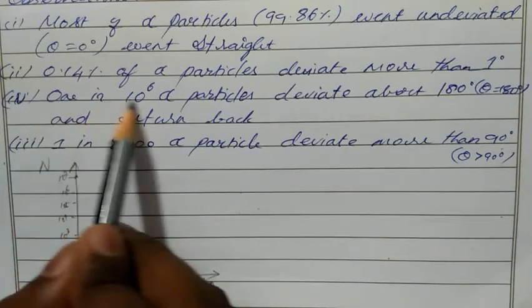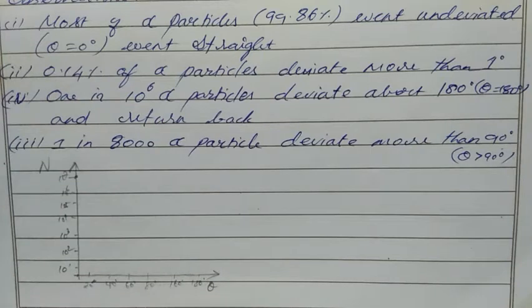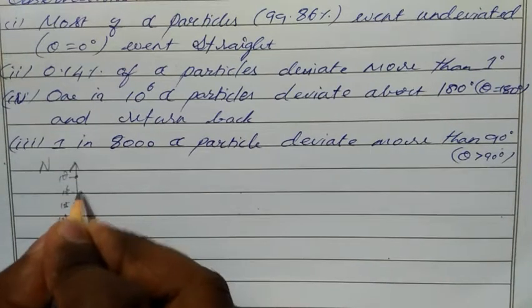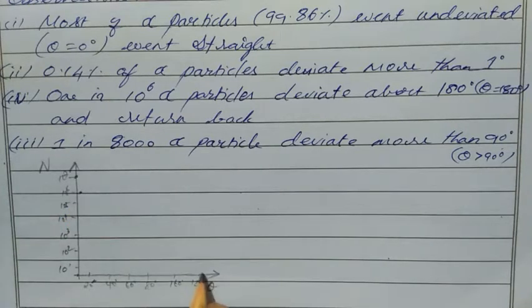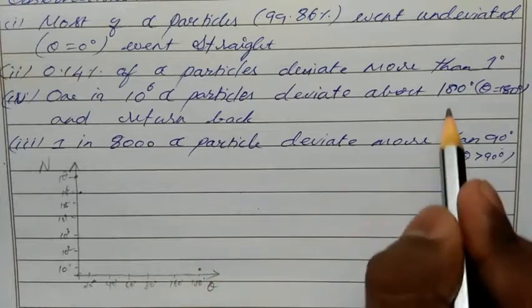Okay, 1 in 10 power 6 alpha particles. So we can say 1 in 10 power 6 alpha particles will come back at about 180 degrees. Here we have only one alpha particle, this axis is the number of alpha particles, this is 10, so one will be somewhere here. So that one particle is deflected about 180 degrees.